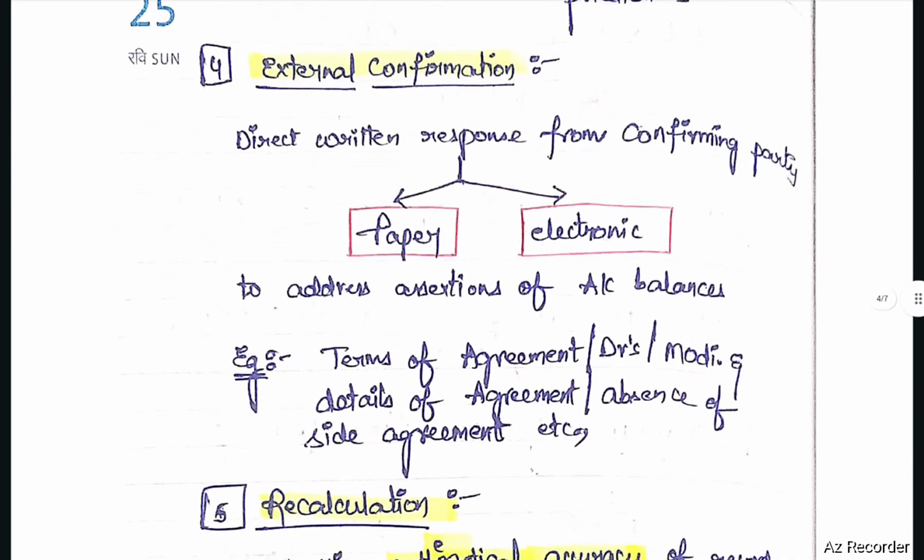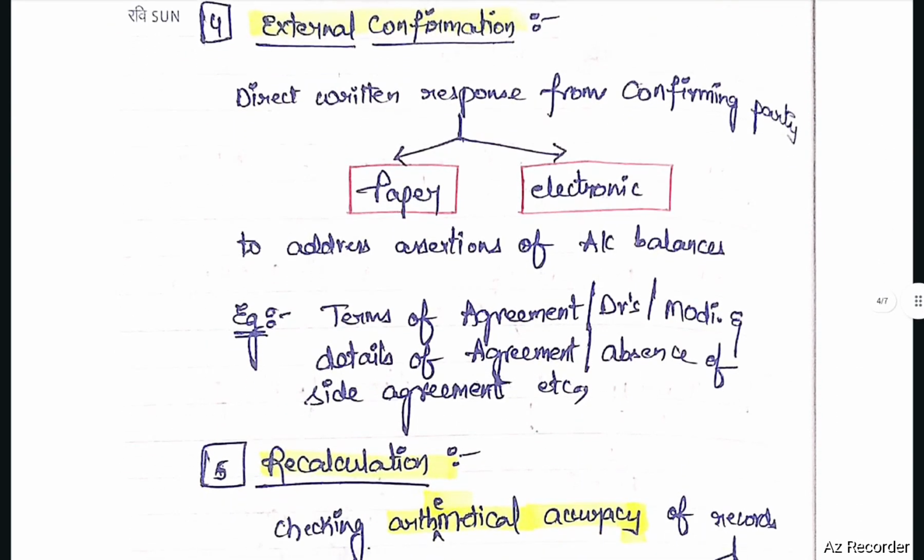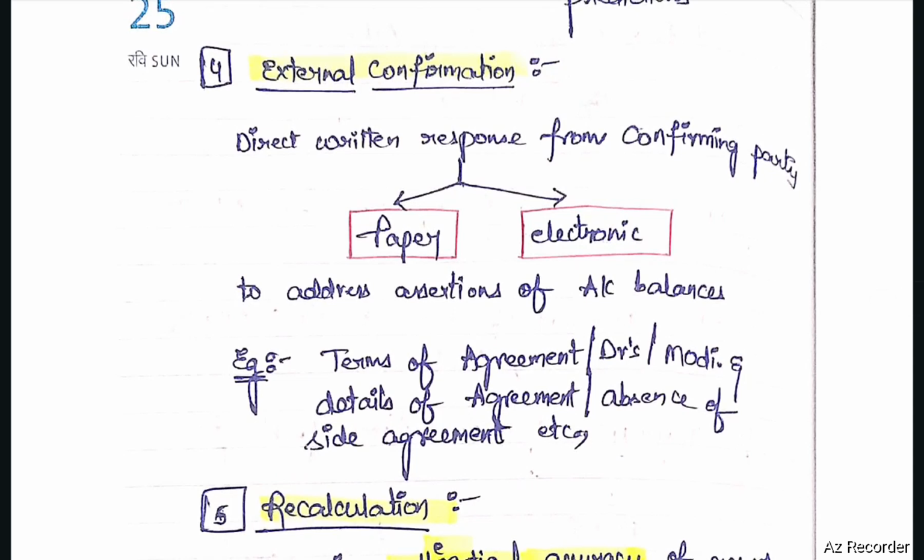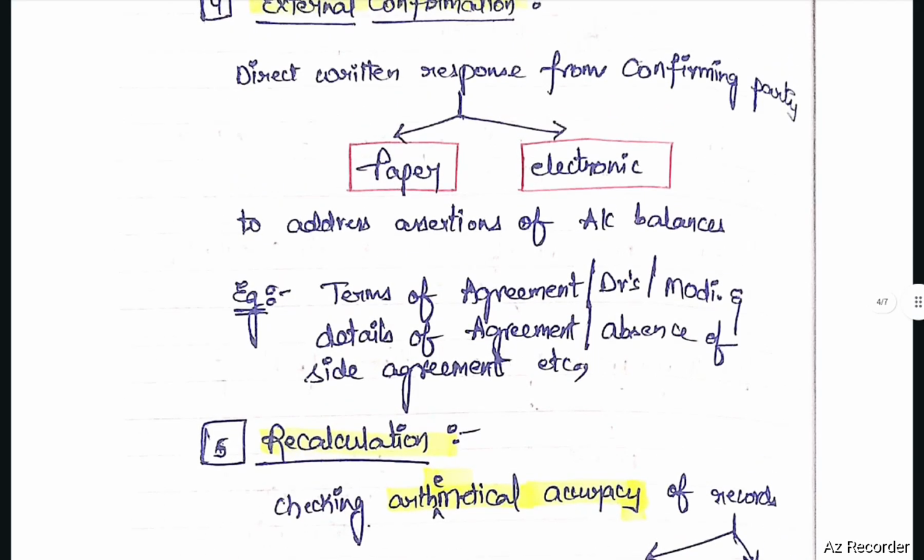External confirmation. Direct written response from confirming party. Response may be through paper or electronic means to address assertions of account balances. Example, terms of agreement with debtors, modification and details of agreement, or absence of side agreement, etc.